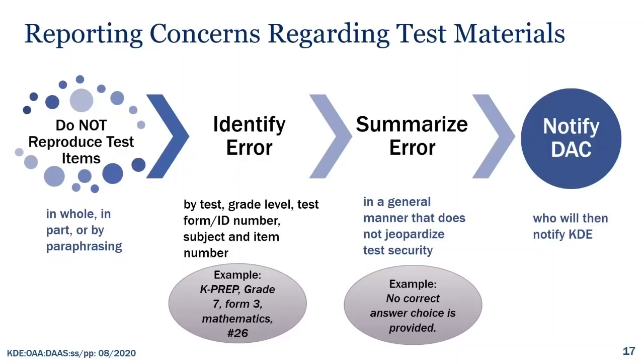Only non-secure identifying information should be shared in writing to the appropriate school or district staff. The information shared can be with BACs first for them to forward to the DAC, or the information can be sent directly to KDE. Any written information should only be basic, non-secure item identifying information. For example, K-Prep, Grade 7, Form 3, Math, Item 26, does not have the correct answer choice. Teachers should not discuss items with colleagues during or after the test session. Reported problems or concerns are to be relayed to the appropriate school or district staff.